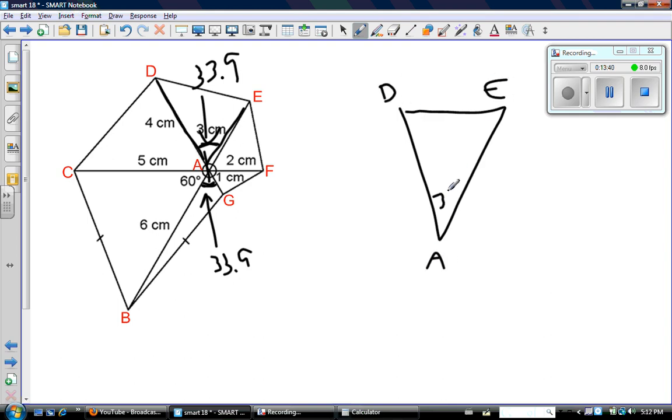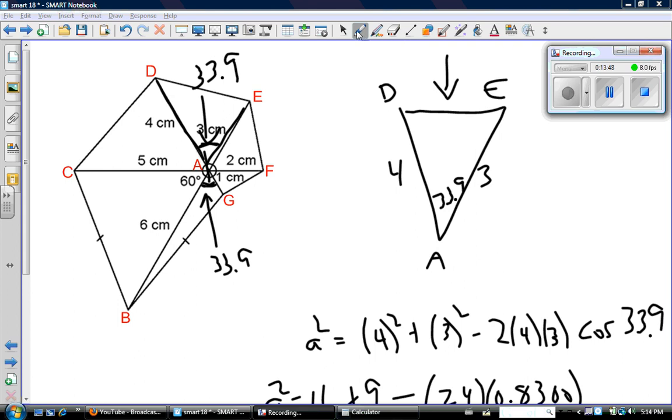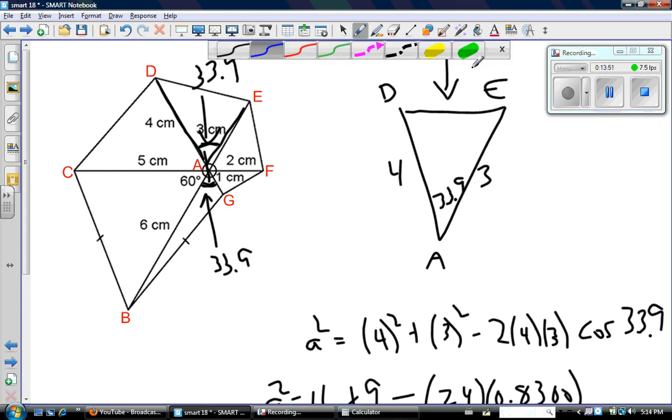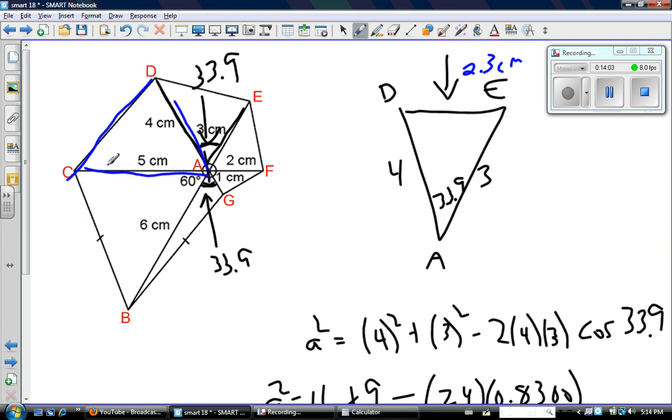This is 33.9. This is 4. This is 3. Use the cosine law again and find the length of this side. Okay, so I used the cosine law and I got a length of 2.3 centimeters. And we're almost done. We have one more triangle to go. And again, 4 centimeters, 5 centimeters. This angle is opposite this angle.